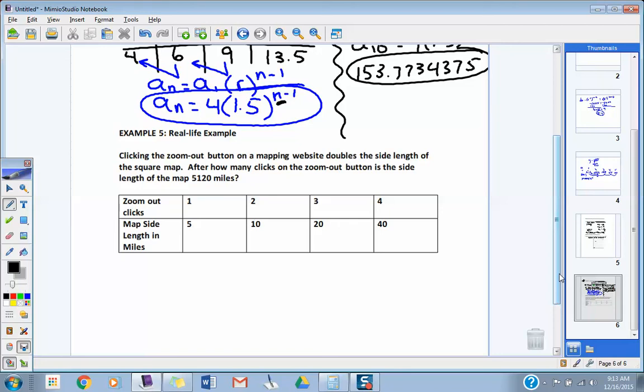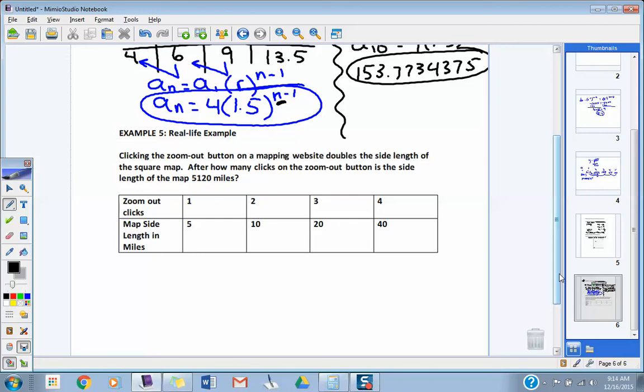Clicking the zoom out button on a mapping website doubles the side length of the clear map. After how many clicks on the zoom out button is the side length of a map 5,120?